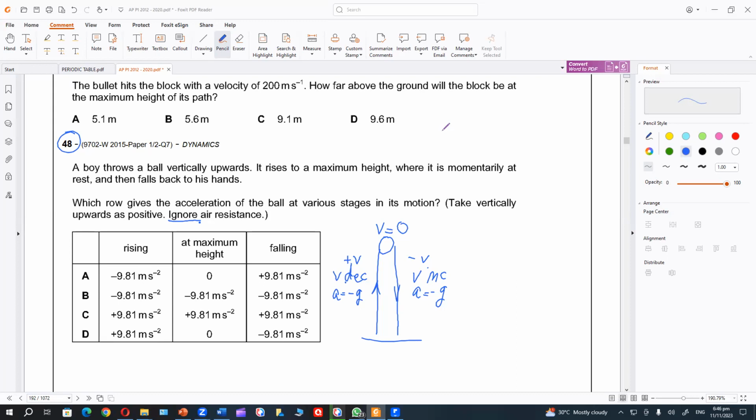Remember this concept. Many people make a mistake here from the O-level background, that when something is going upward, acceleration is minus g, and when something is coming down, acceleration is positive g. Theoretically, it's right. But if in one episode the object is going upward and the same object is coming down, then remember that acceleration is not positive when it's coming down. Acceleration is negative throughout the motion.